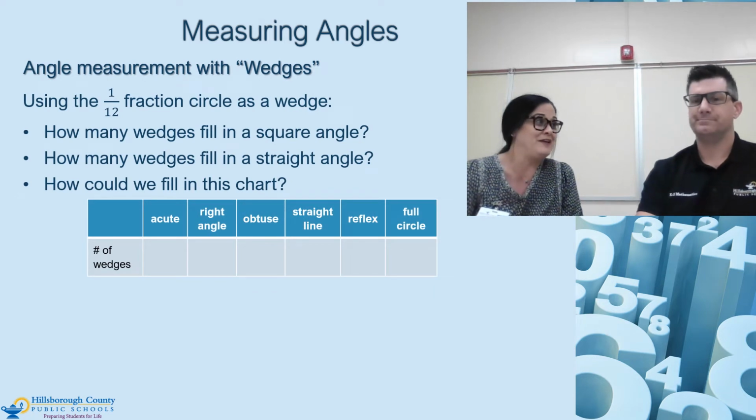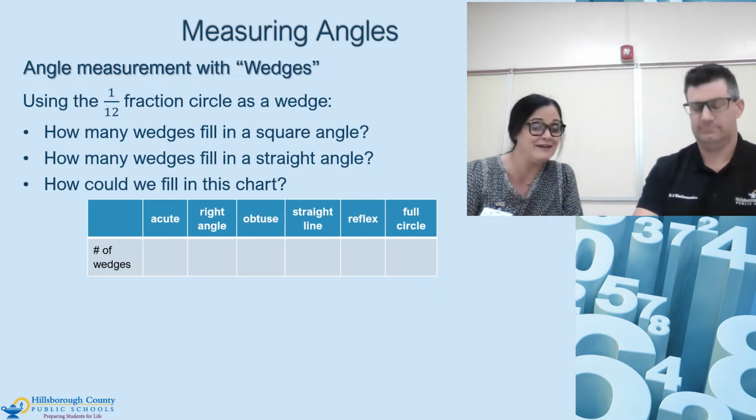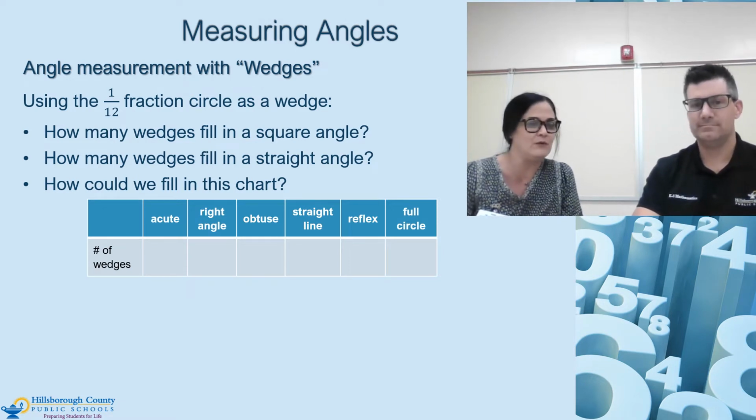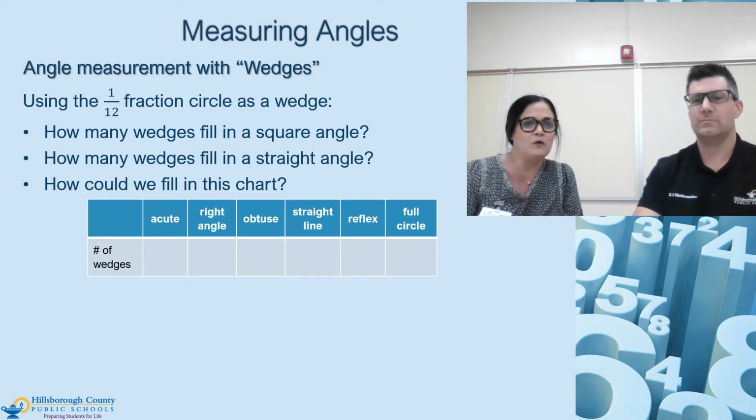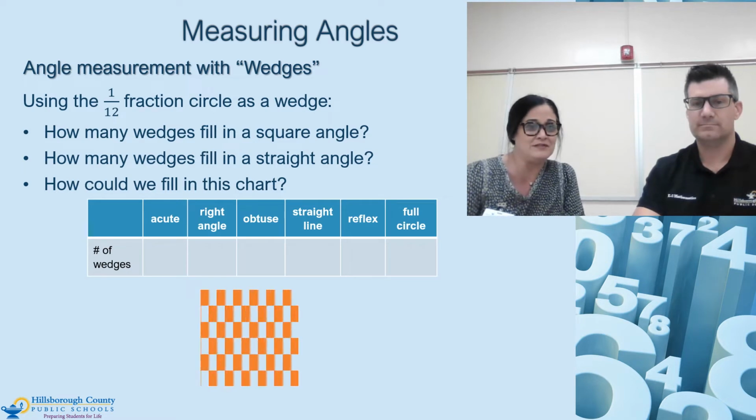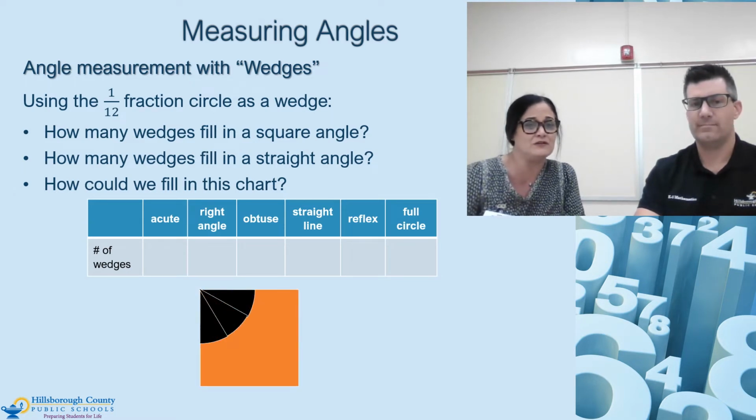This portion of the activity was quite powerful for me, thinking about what my students would think and the connections they would be making to using a right angle as a benchmark angle. Yes, a square angle is a right angle. So I was thinking of how many wedges it would take to fill in a square angle.